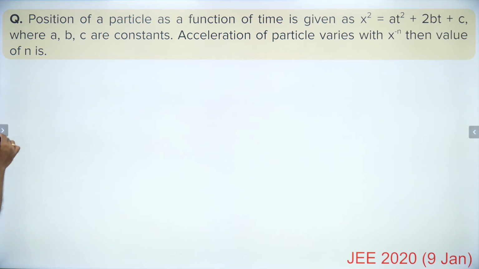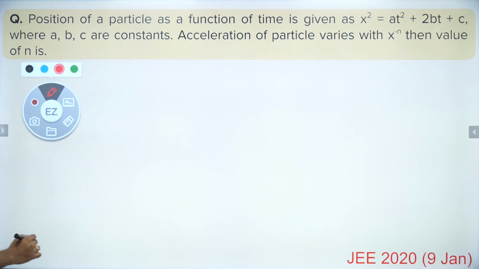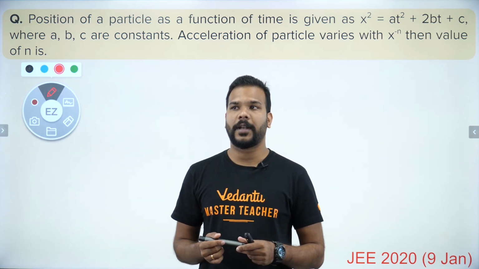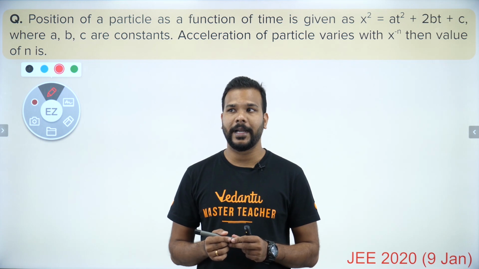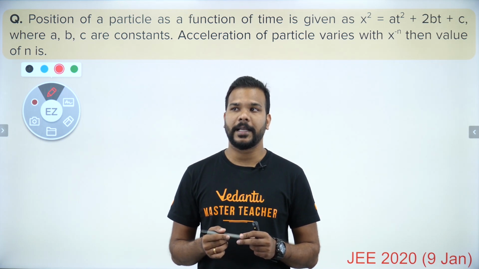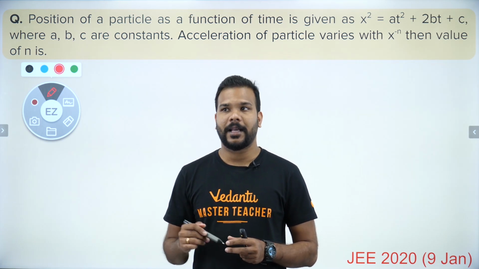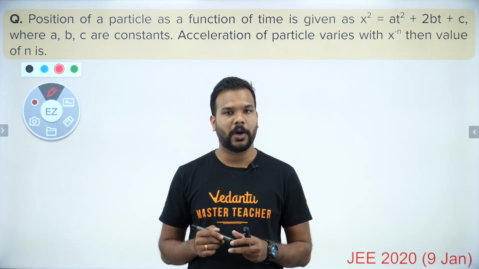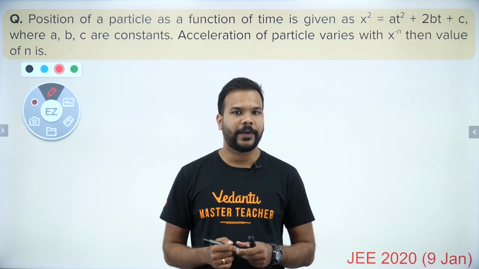Read the question, guys. What does the question say? Question tells you that the position of a particle as a function of time is given as x square equal to at square plus 2bt plus c, and a, b, c are constant, and the acceleration of particle varies with x as x to the power minus n. Value of n is to be found.